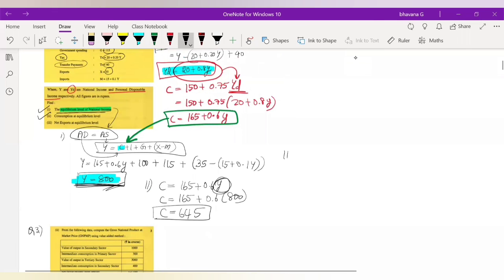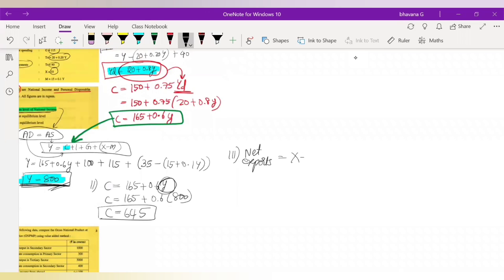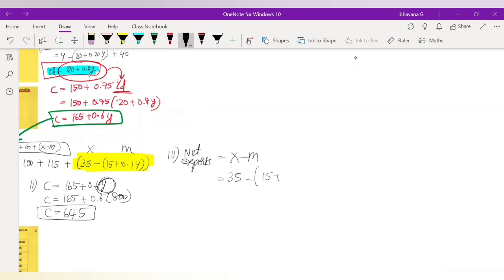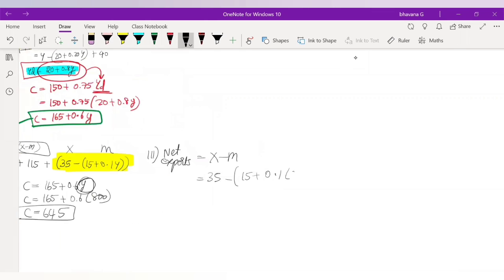Okay, first one we have completed, second one we have completed. Third one, they have told us to find out net exports at equilibrium level. Net exports at equilibrium level will be nothing but x minus m. So x they have already told us. This was x minus m only, right? So it will be 35 minus 15 plus 0.1y. Since you have to find net exports at equilibrium level, you will substitute the y which is at equilibrium level. It is nothing but 800.